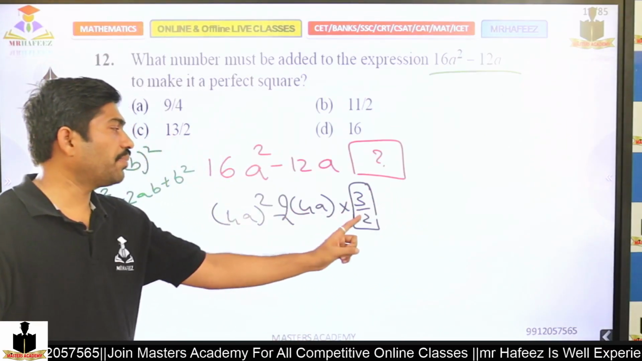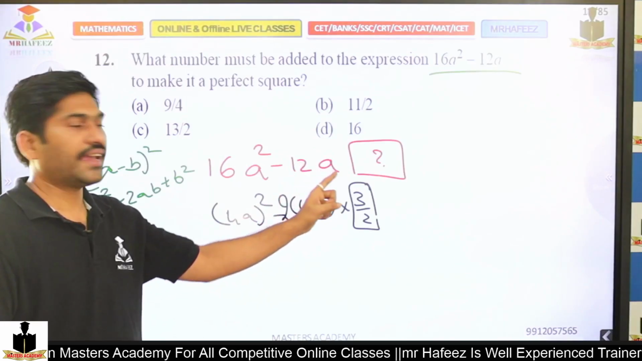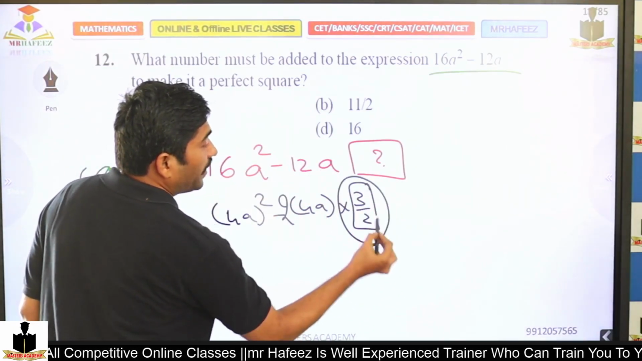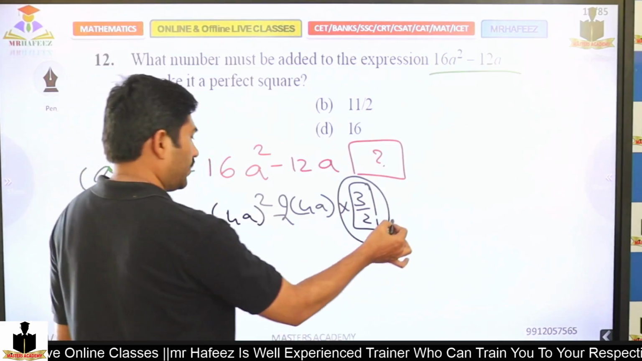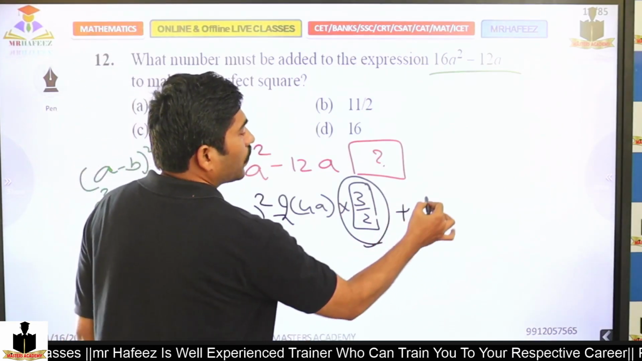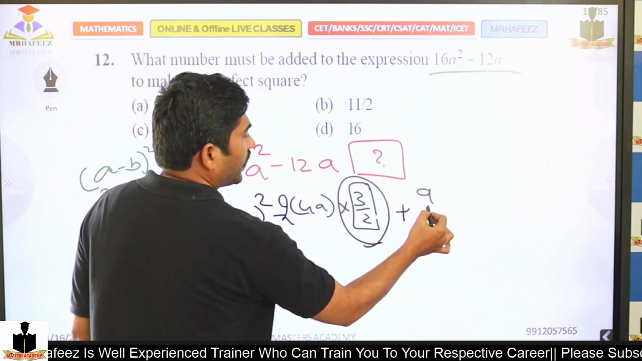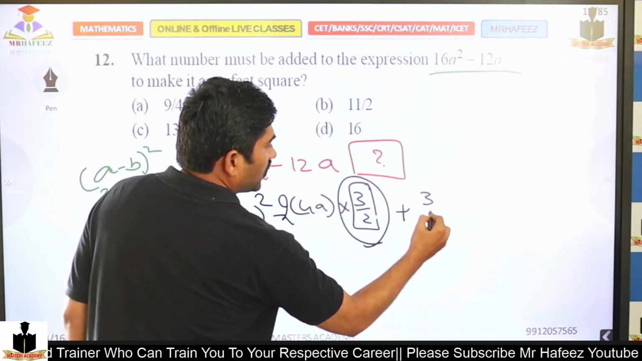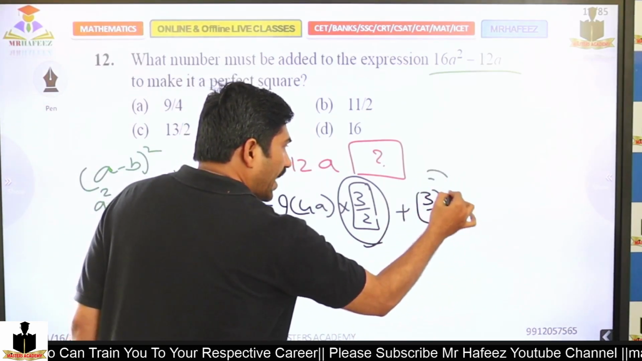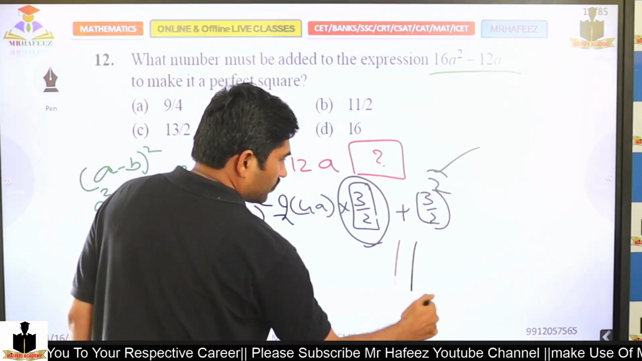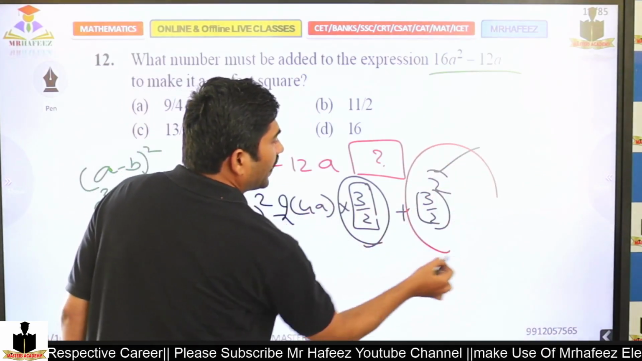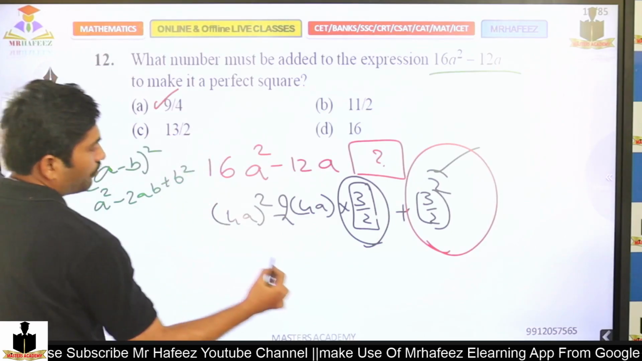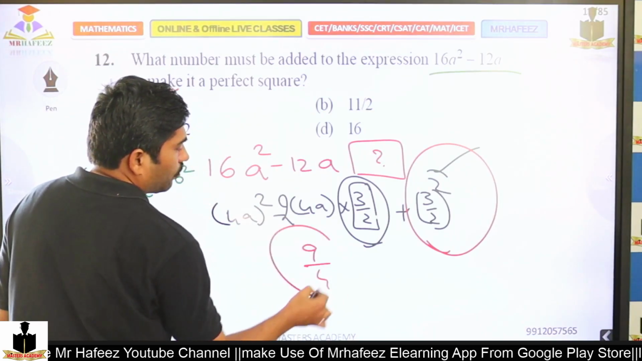So if I multiply this, I can get 12a. So by this I can depend on 3 by 2. 3 square and 2 square is 3 by 2 whole square. So this should be added. 3 square is 9. 2 square is 4. So 9 by 4 is the answer.